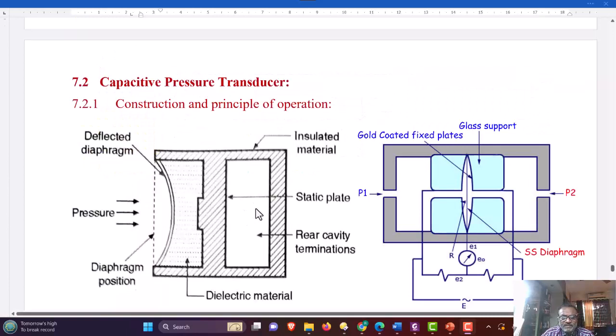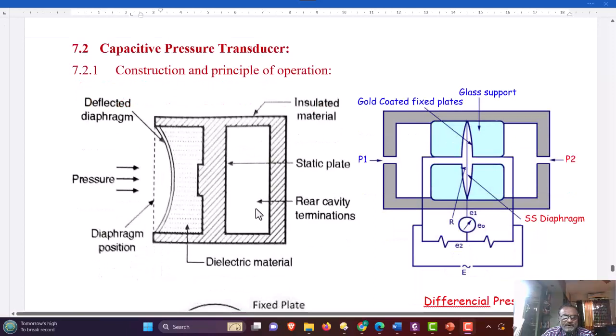Another type of pressure transducer is the capacitive transducer. The figure shows a simple construction of a capacitive type of transducer. It consists of a metallic former body, and the diaphragm is stretched between the two ends of the cavity. Under normal condition, this diaphragm is straight, shown by the dotted line. When pressure is applied, the diaphragm gets deflected.